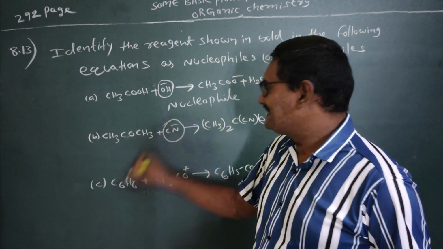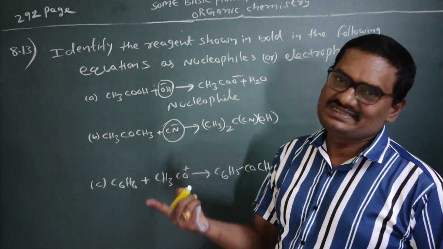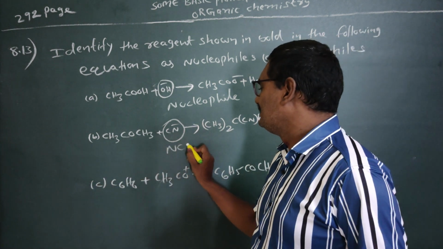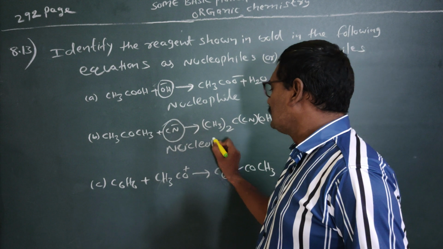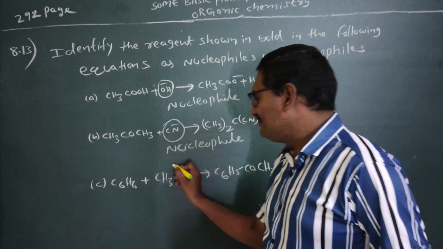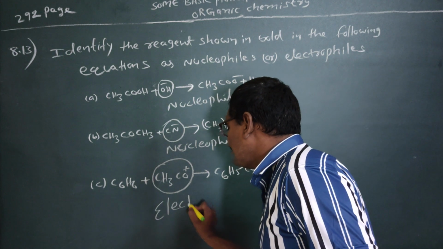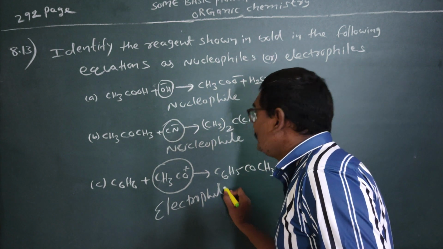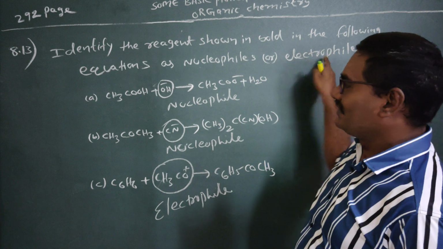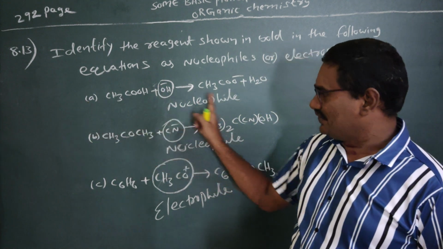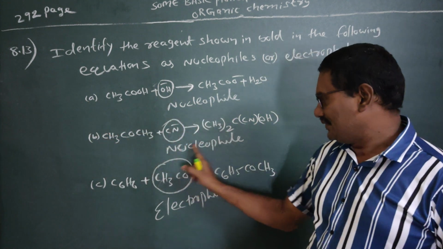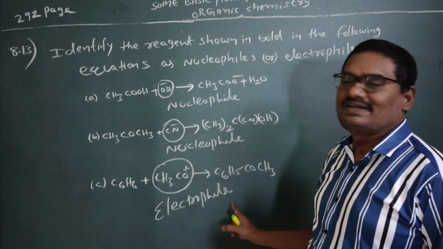The second one is also CN minus. CN minus means it is also a nucleophile. Third one, it is positive. Positive means it is the electrophile. So nucleophile or electrophile: A is the nucleophile, B is the nucleophile, C is the electrophile.